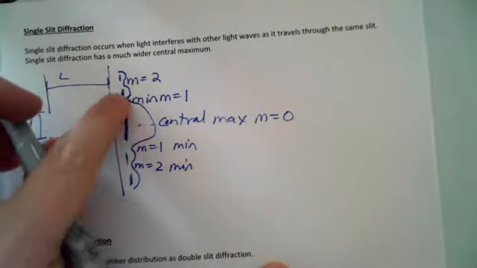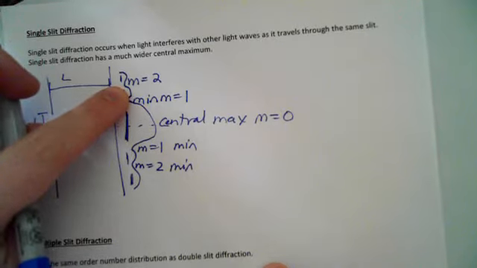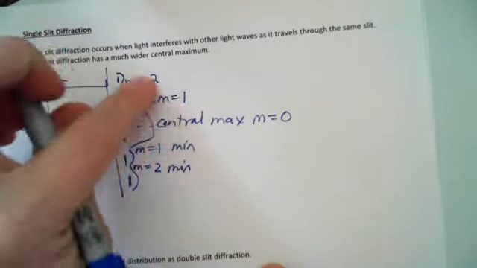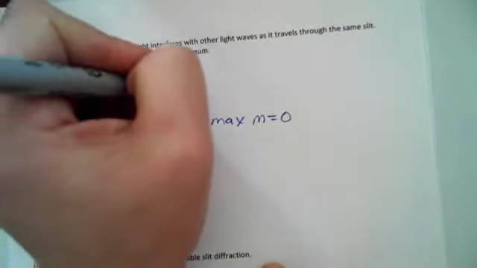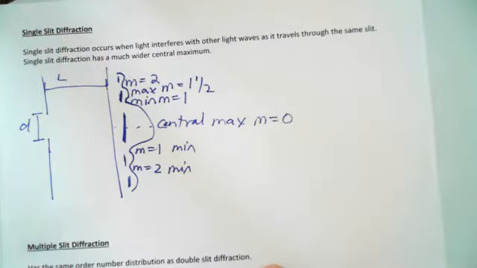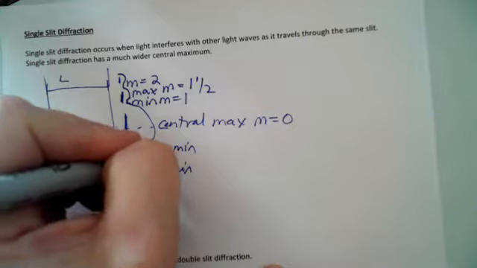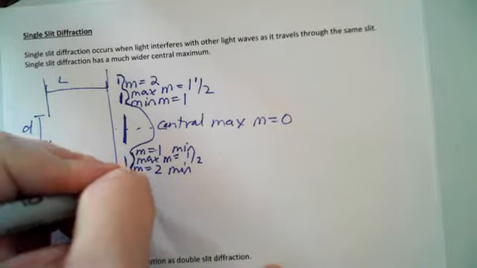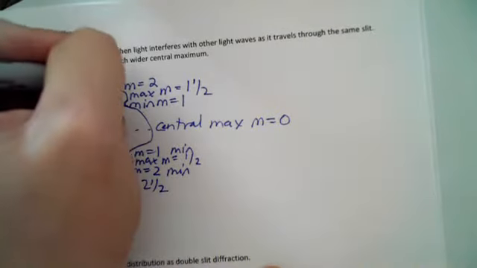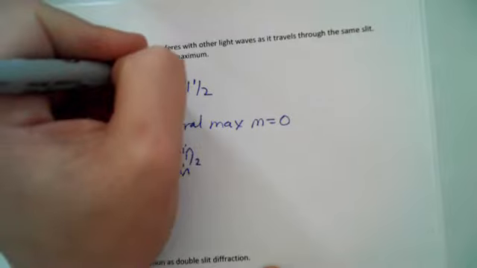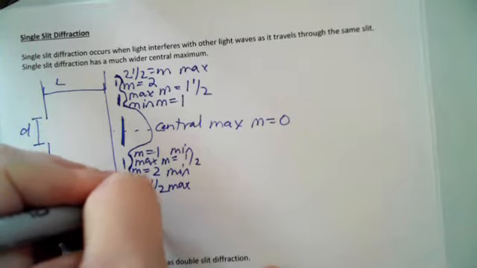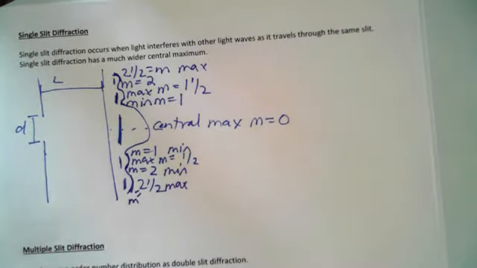So what that means for us is that the next order bright fringe, this next bright fringe here, that's the max, is going to be in between these two. So it's going to be M equal to 1 1/2. This max here is M equal to 1 1/2. This max here is 2 1/2. All right, you guys get the idea.